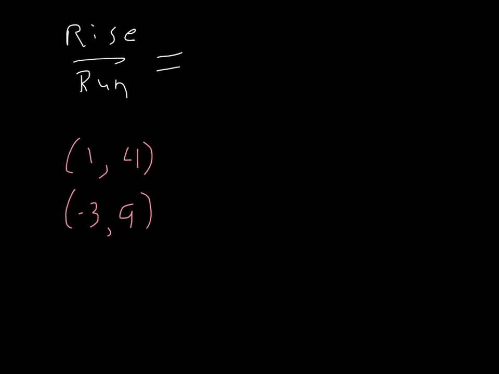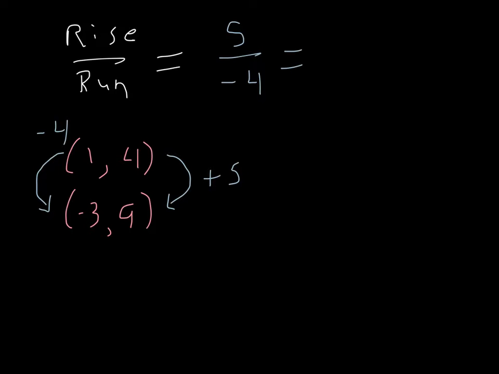So if we look at the change in our rise value, that is represented by your y. So the difference between these two is going to go on top. So from 4 to 9, we go up 5. So our rise value is 5. And then our run, well, how do we go from 1 to -3? That's a drop of 4. So notice it's going downward 4, or -4.